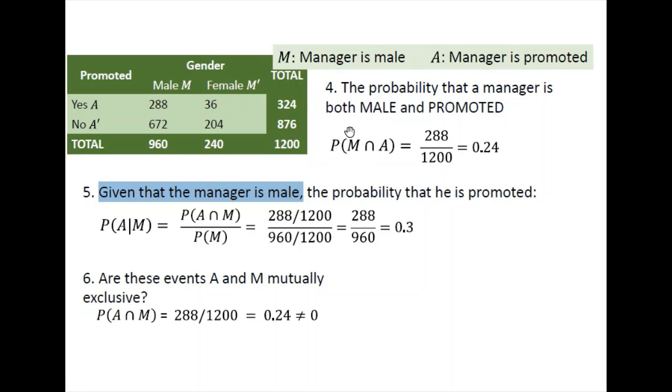But you can see the probability of M intersection A is not 0. Even you can see that the number of events in A intersection M is not 0, it's 288. So A intersection M is not a null event. So the probability of A intersection M is not 0. So A and M are not mutually exclusive.